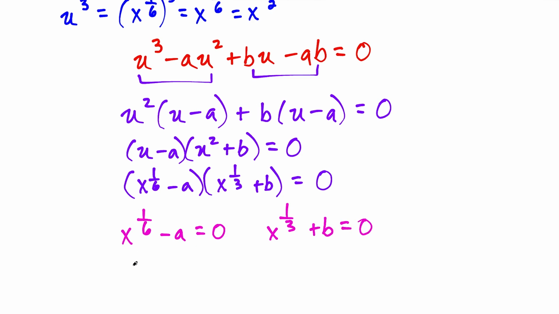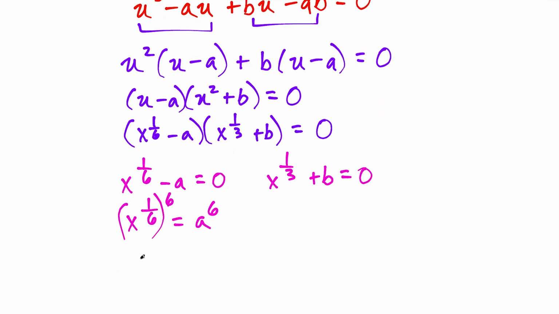The first equation, we could add a to both sides, and we have x to the 1/6 is equal to a, and to get rid of the power 1/6, we could raise both sides to the reciprocal power. So I'm going to raise both sides to the 6/1, but I'll just call it 6. And then we're going to raise the right side to the power 6 as well. So this gives us x equals a to the 6th power.